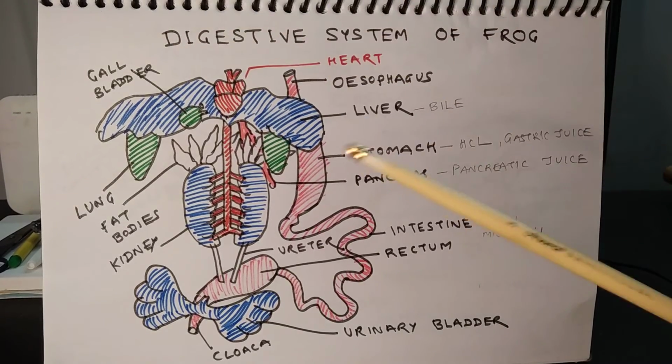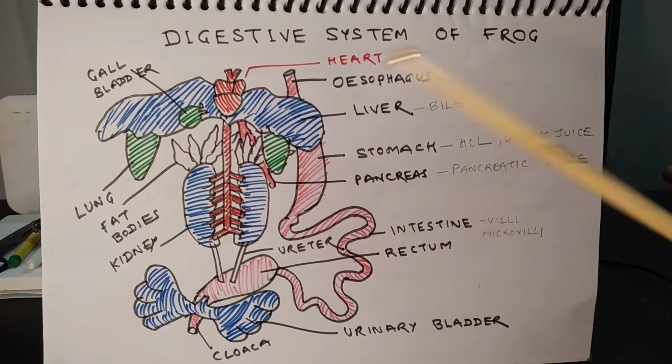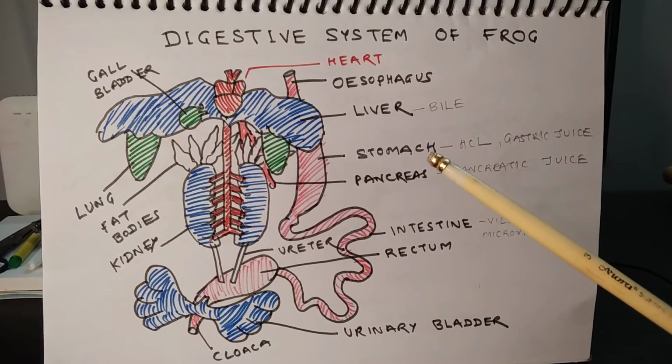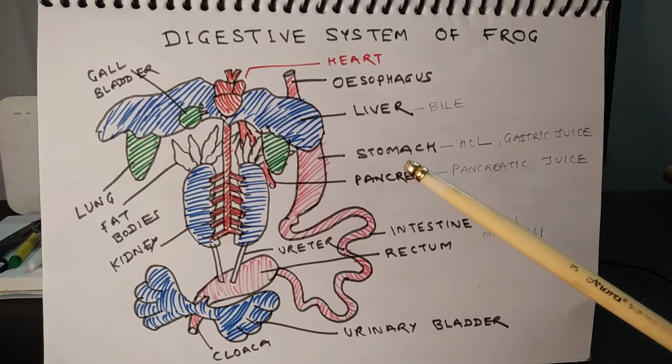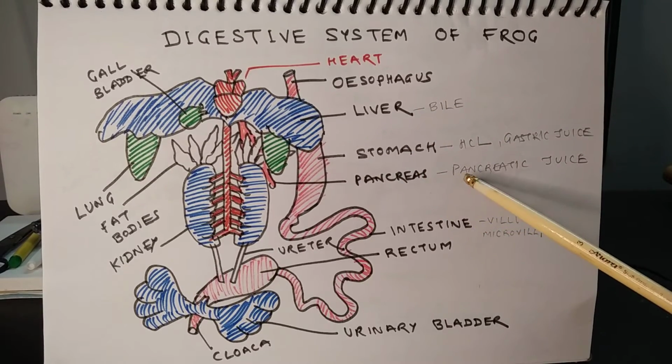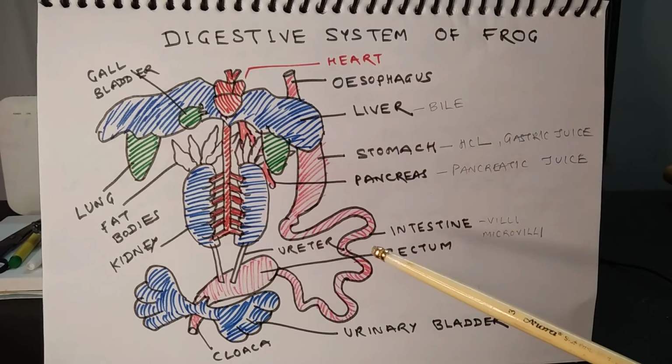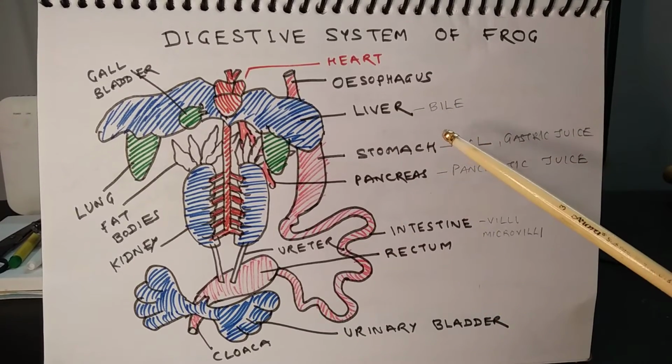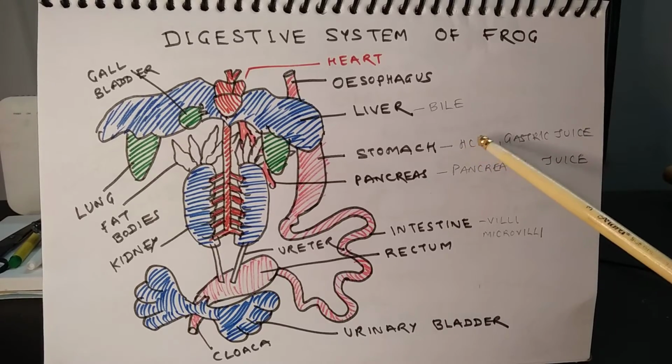Now the liver produces bile, and the bile is stored in gallbladder, from where it is sent forward as per the need, and the pancreas produces the pancreatic juice. Digestion begins from the stomach, where hydrochloric acid and gastric juice play an important role in digestion.